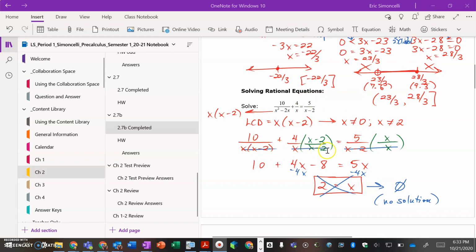Every single denominator, when you do this, it's quite nice, as you can see, is going to cancel. So what you'll then end up having is 10 plus 4 times the quantity x minus 2, equals 5x. Keep in mind we're trying to solve for x here, so you'll subtract 4x to get x, and then 10 minus 8, which ends up being 2.